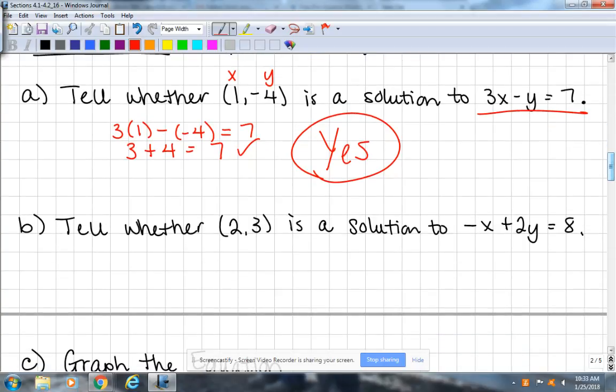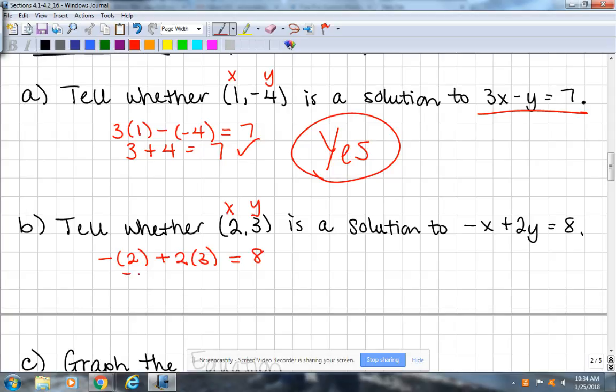So we're going to do the same exact thing for problem B. They give us the point (2, 3), and they're asking if that point is a solution to the equation -x + 2y = 8. It's also the same thing as asking, is this point on that line? So what goes in for x? Well, 2. It's just plain. So I'm going to say negative parentheses 2 plus 2 times 3. And I want to see if that equals positive 8.